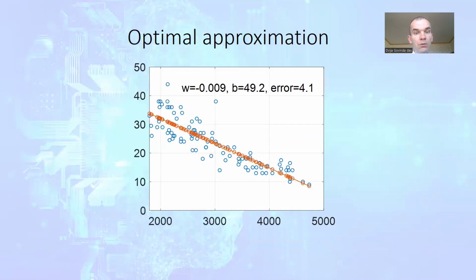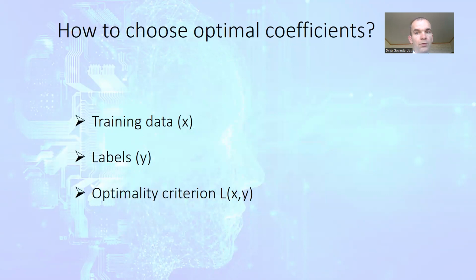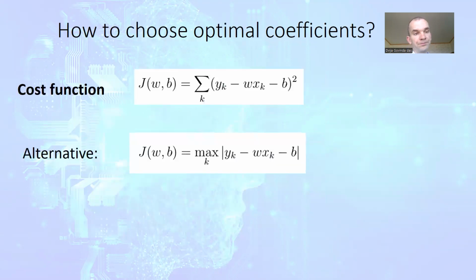But the question is how to find the optimal approximation. How can we find optimal parameters w and b to provide the minimum error? Of course, to apply some learning algorithm, we must have training data, the labels y, and we must set the optimality criterion. The most popular cost function is shown here on the upper part of the slide.